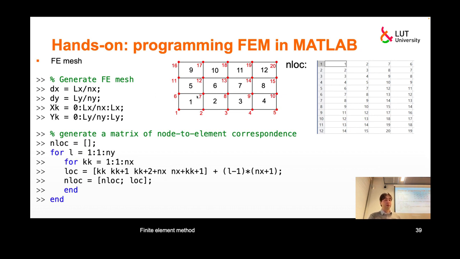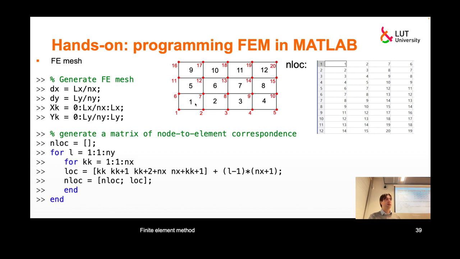And those elements share some nodes according to this diagram. And I want to have a matrix which describes which nodes belong to which element. So this is the matrix that I will construct. The first row is about the first element, and it has nodes 1, 2, 7, and 6 belonging to it. The second row is about the second element, so the second element is described by nodes 2, 3, 8, 7.